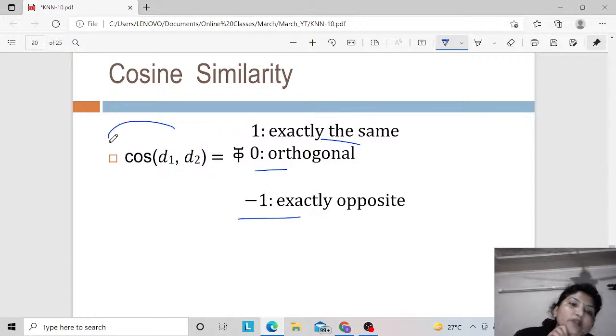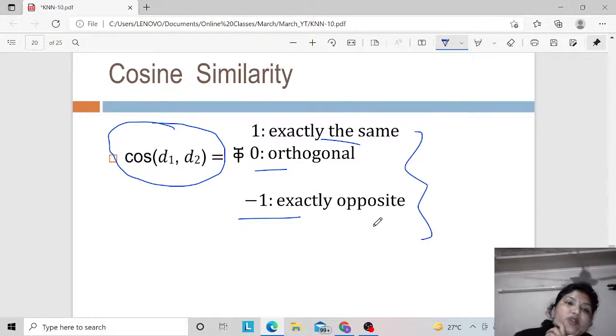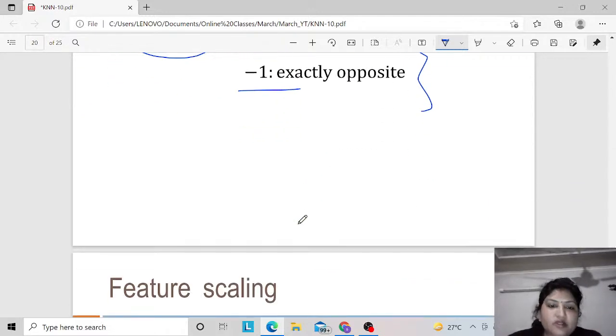So whatever you get from cosine d1 and d2, these are the three different scenarios which you can check. So 1 is exactly the same point, same thing. 0 means orthogonal, and minus 1 exactly opposite.